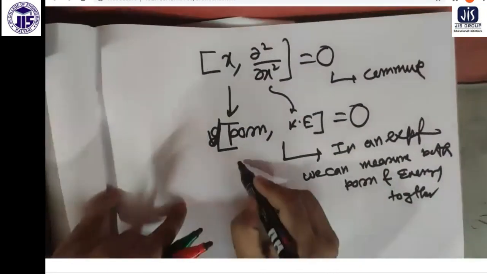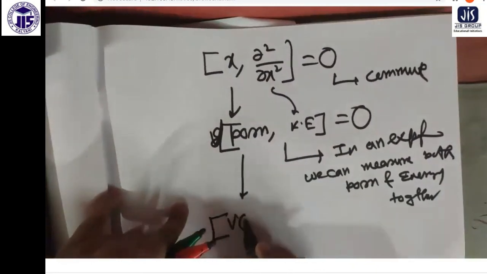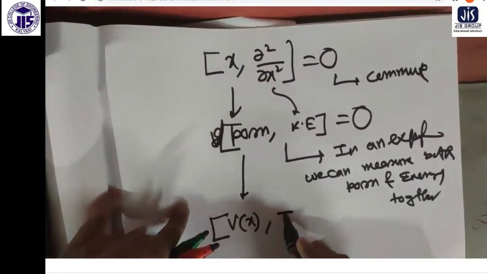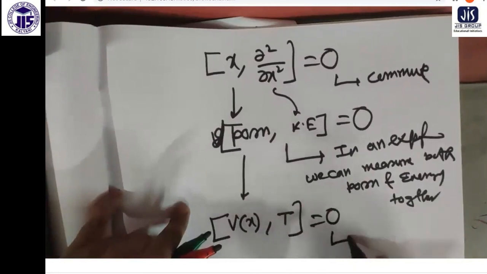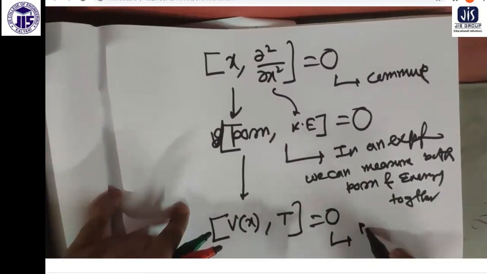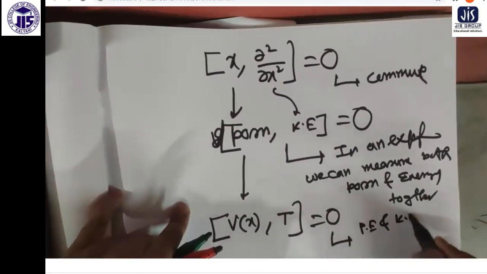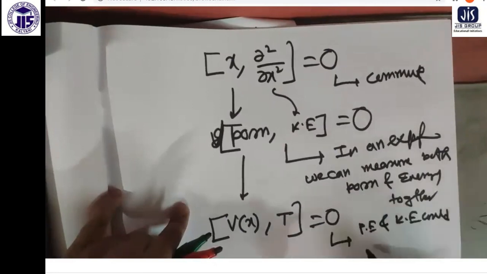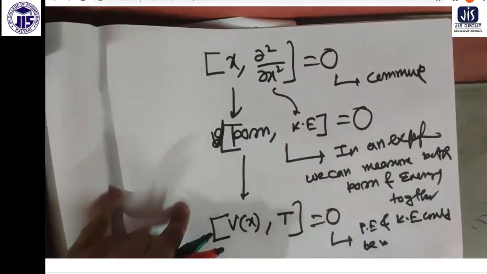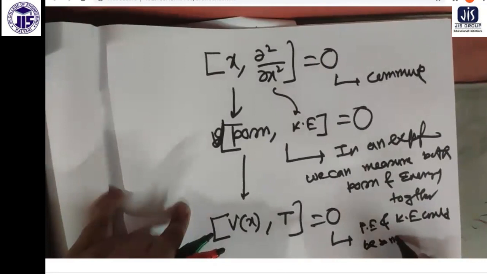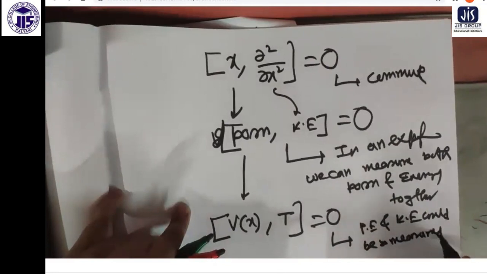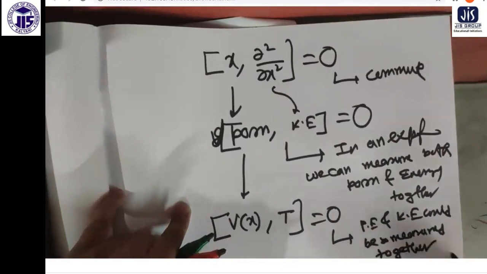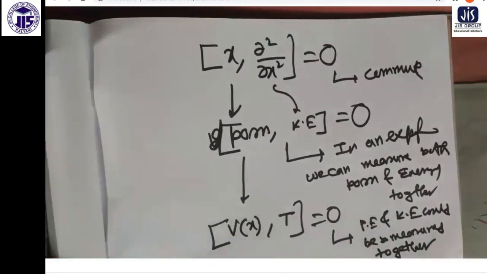Same thing you can do, because V, potential energy, is also a function of x. So potential energy and kinetic energy will also commute. So that means potential energy and kinetic energy can always be measured together in an experiment. So many good news are there at the end. Okay, so this has been the way we can calculate the commutator bracket in an actual problem. So I tried to tell you the technique.